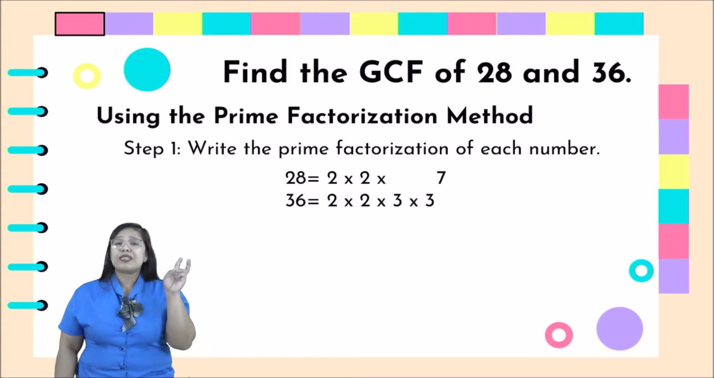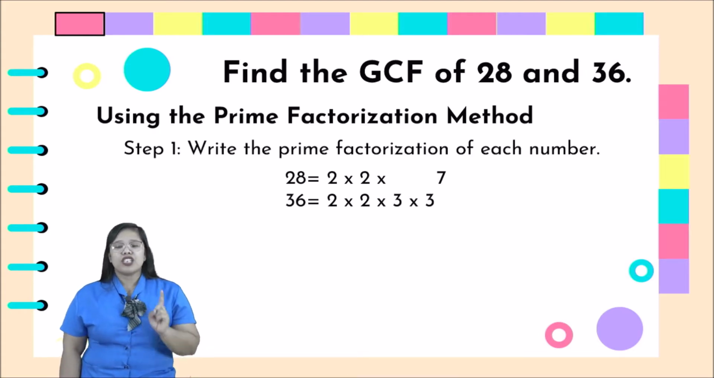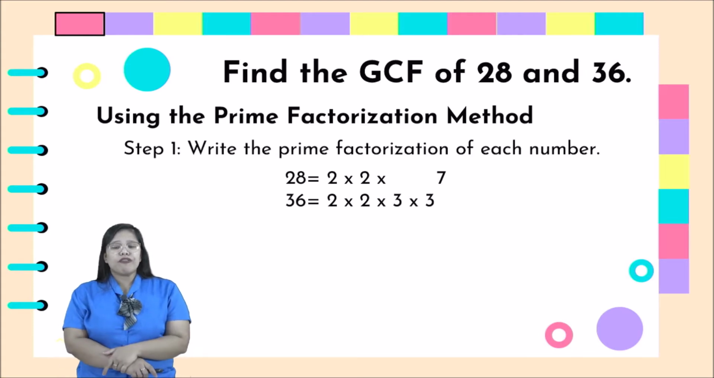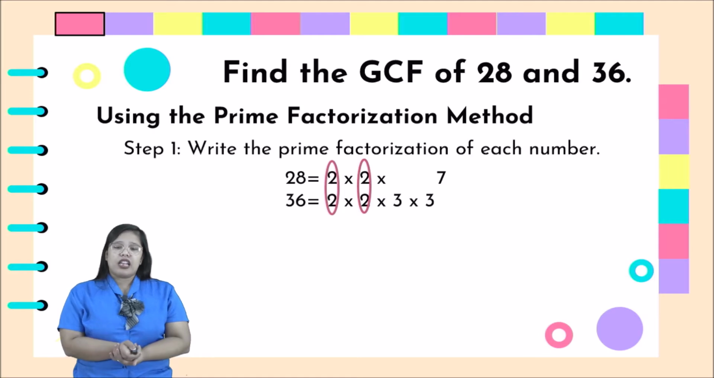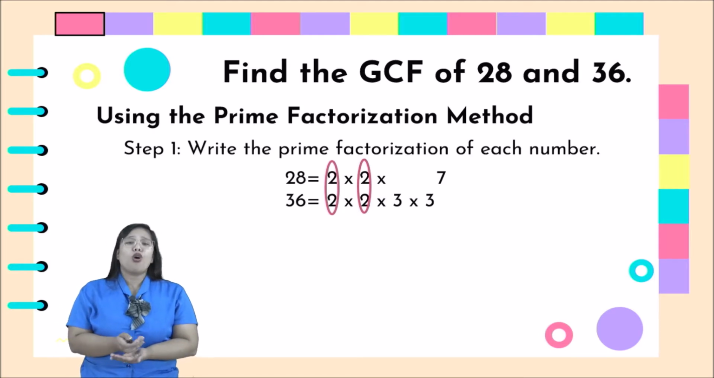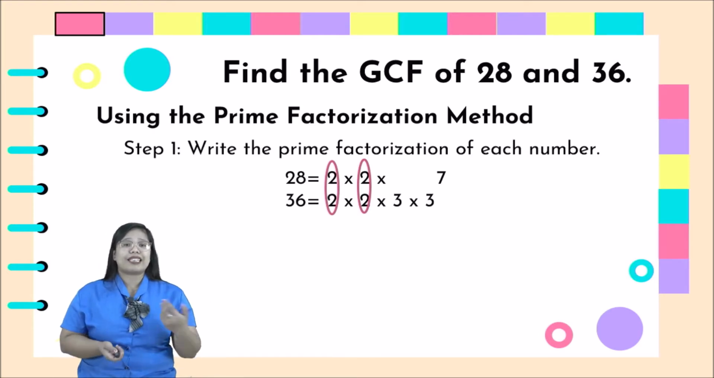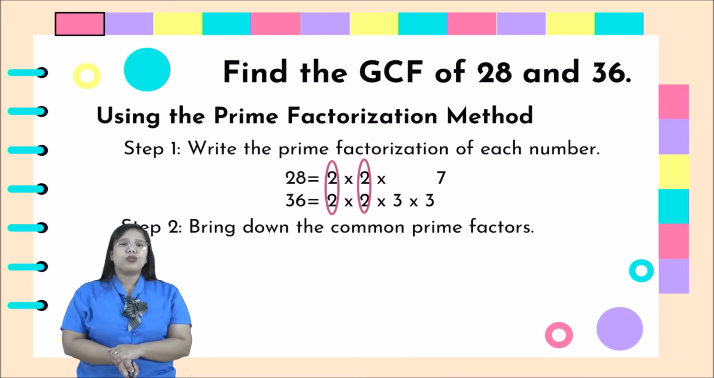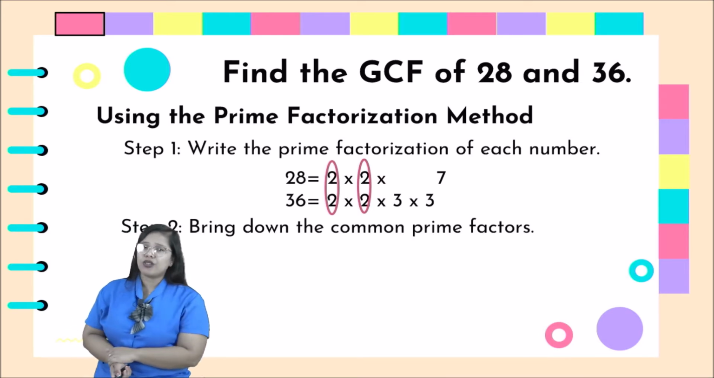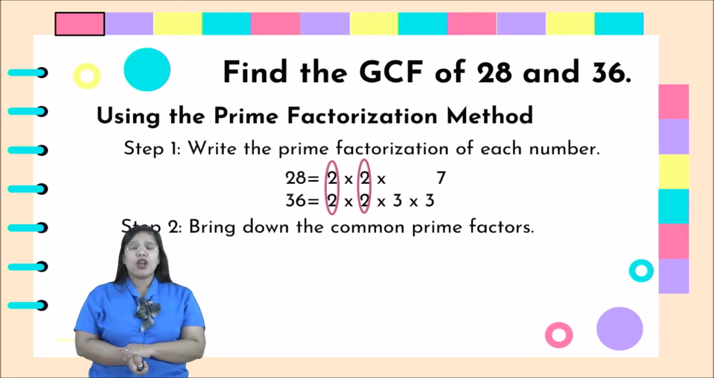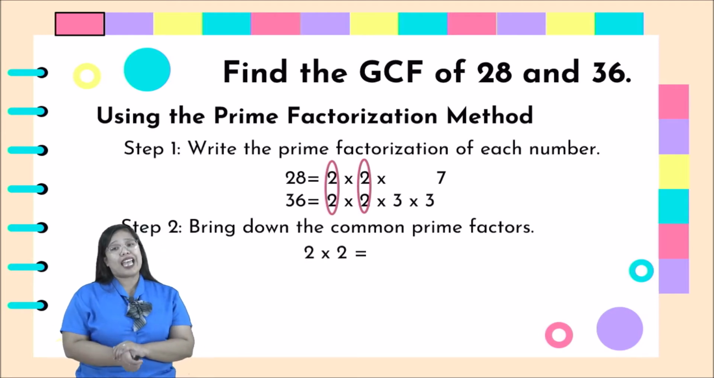And please be reminded that, see to it that the common prime factors are aligned. As you can see in your monitor, they are aligned together. So, 2 and 2 are the prime factorization, or this 2 times 2 is the same for both 28 and 36. So, we will bring down the common prime factors, which are 2 times 2.